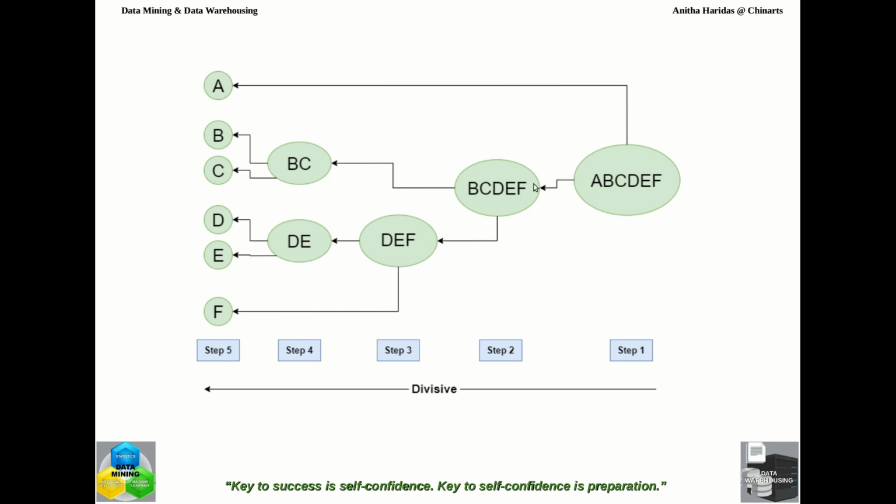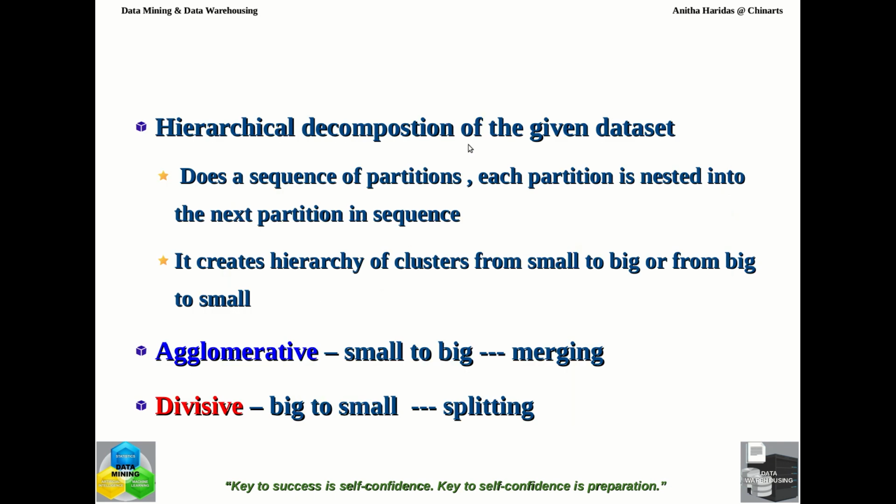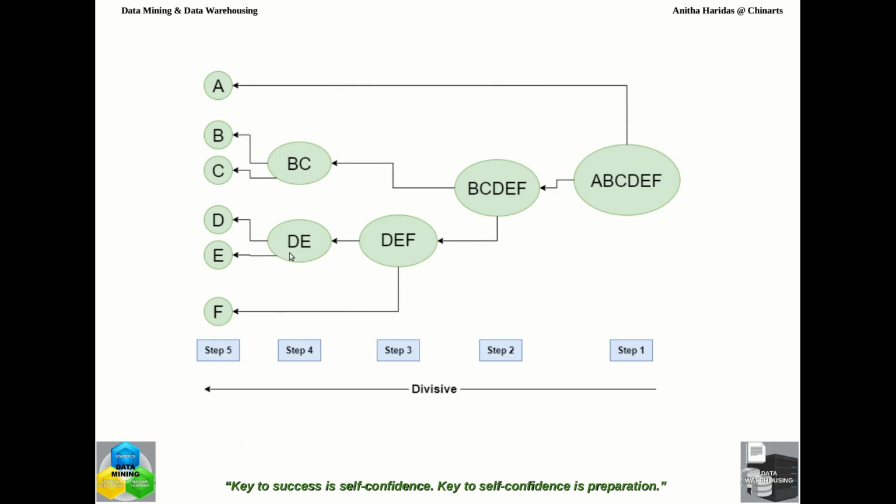So this is decomposed into 2, and this is again decomposed into 2, and this is again decomposed into 2, and so on, right? So that is what happens in the hierarchical decomposition. It is going to do a sequence of partitions, and each partition is nested into the next partition in sequence, and it creates a hierarchy of clusters. That is why we call it hierarchical clustering, right? So when you see this diagram, it looks like a hierarchy, right?